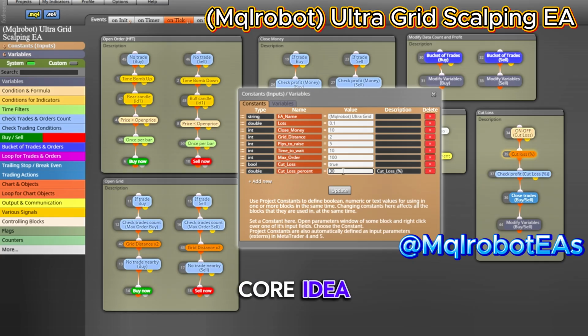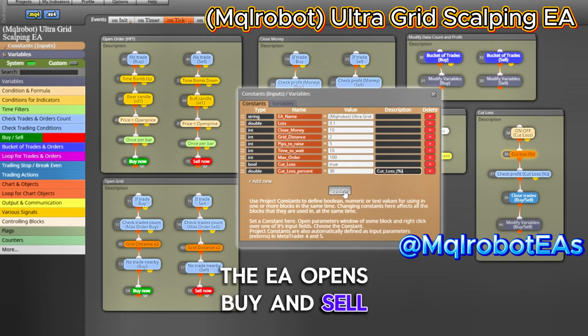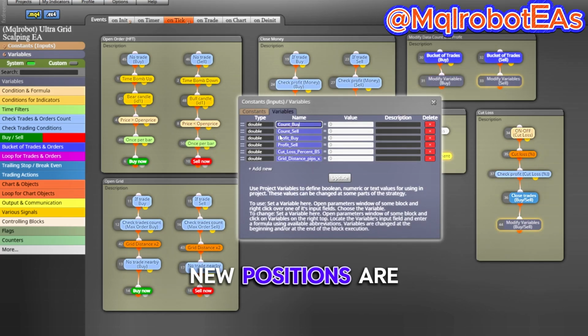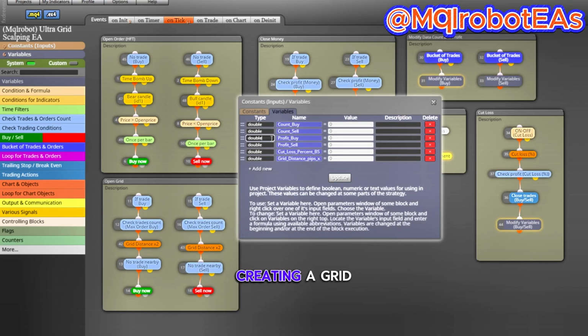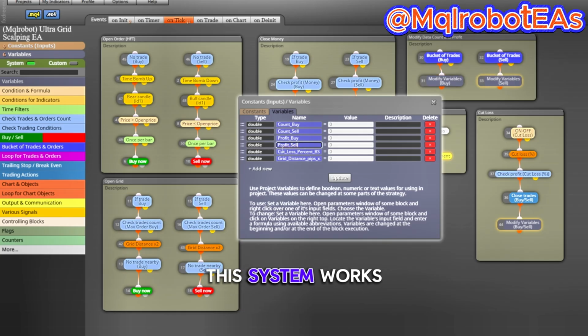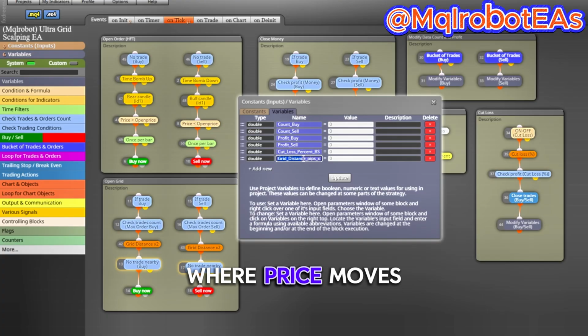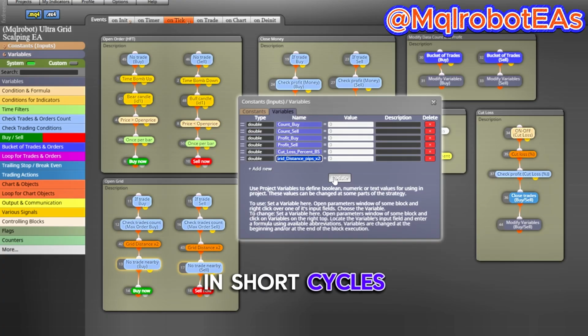Core idea. The EA opens buy and sell trades at grid distances. When the market moves, new positions are added step by step, creating a grid of trades. This system works best in ranging or fluctuating markets, where price moves up and down in short cycles.